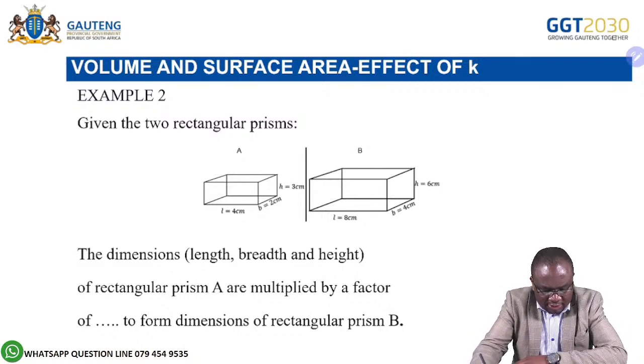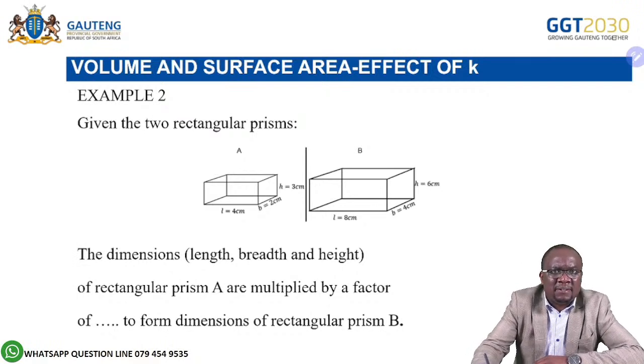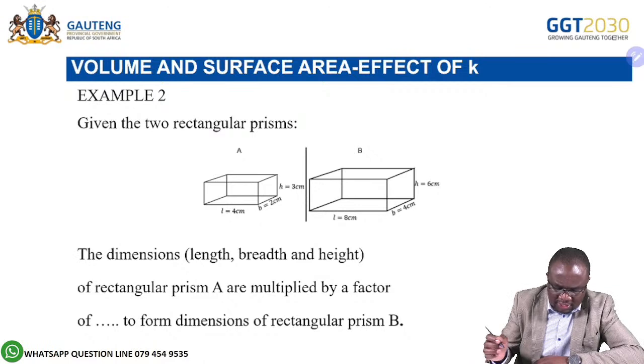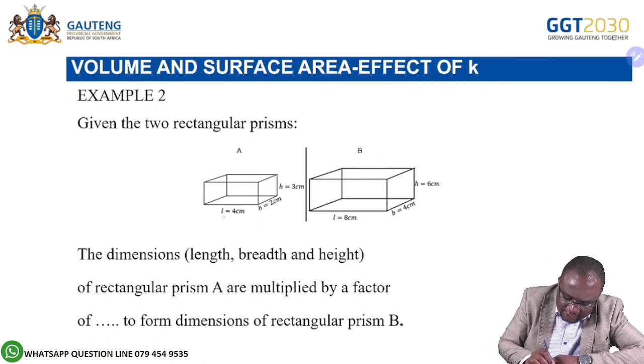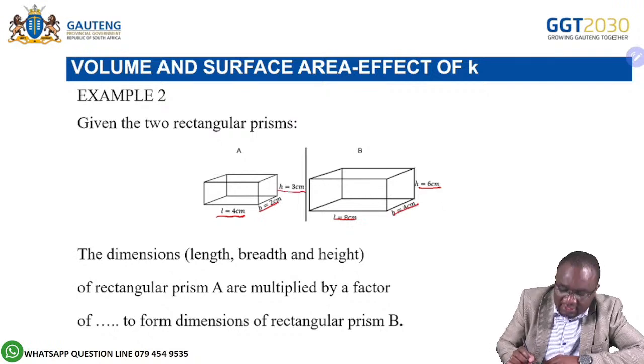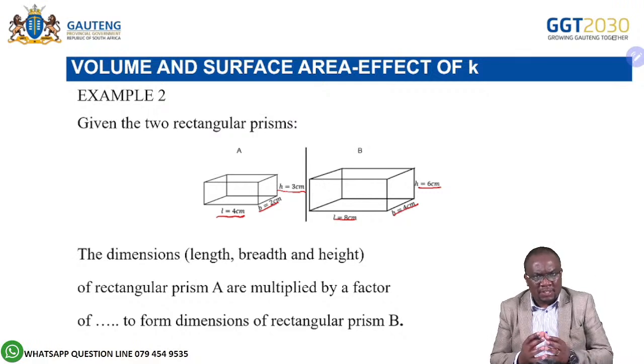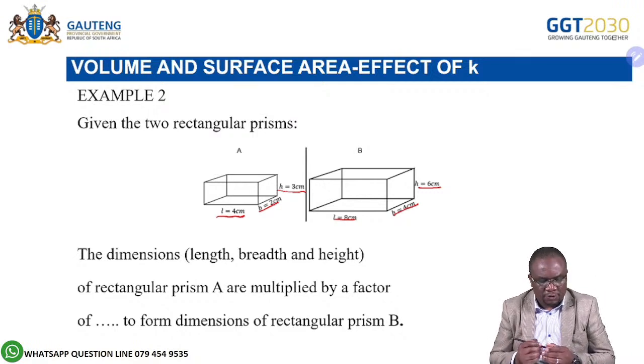Given the two rectangular prisms, the dimensions, length, breadth, and height of rectangular prism A are multiplied by a factor of dash to form the dimensions of rectangular prism B. Okay, we did this in the previous example, so let's just do it together. If you check, 4 became 8, 2 became 4, 3 became 6. So we multiplied every dimension by 2, isn't it? By a factor of 2.